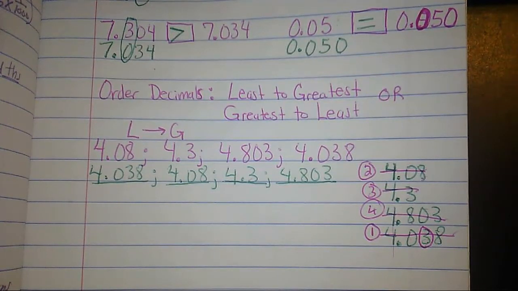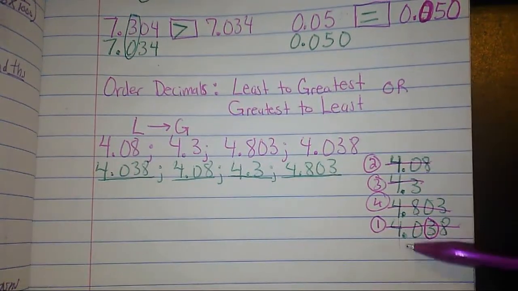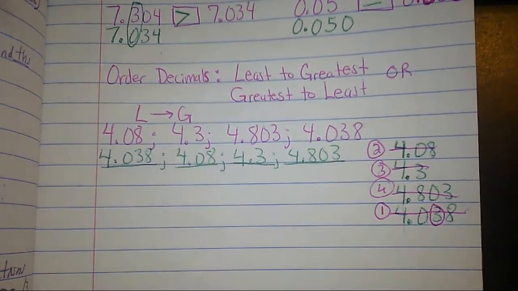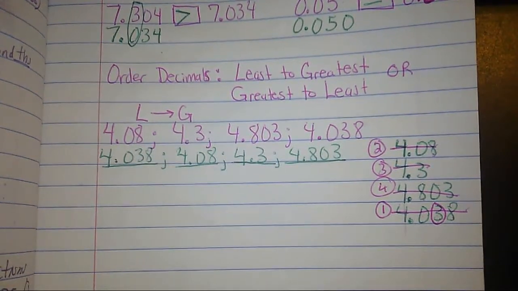And sometimes you'll go from greatest to least. So just make sure that you're aligning them up and that you are paying attention to the order of the directions so that you don't get this mixed up. This says least to greatest. Okay? We need to do one more thing.